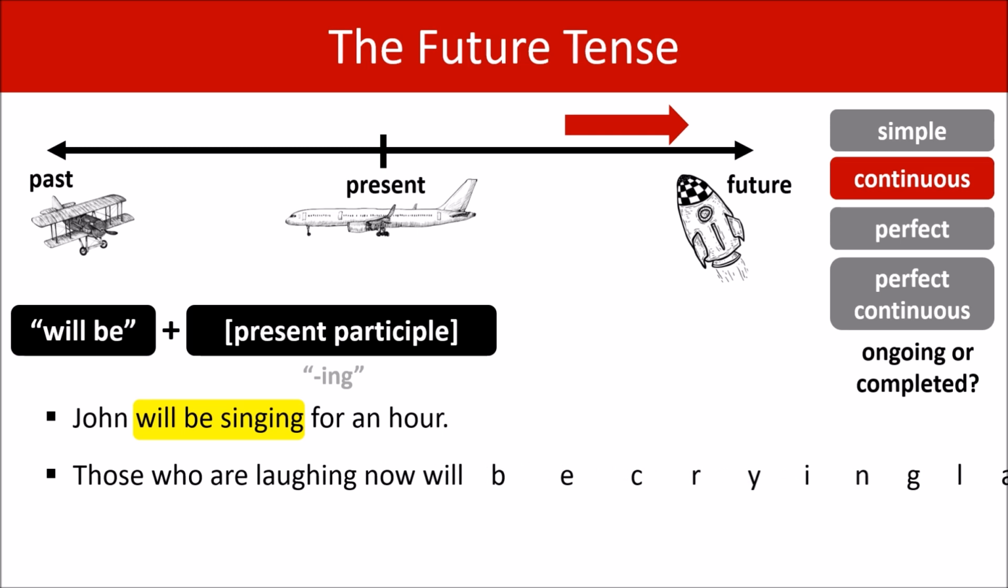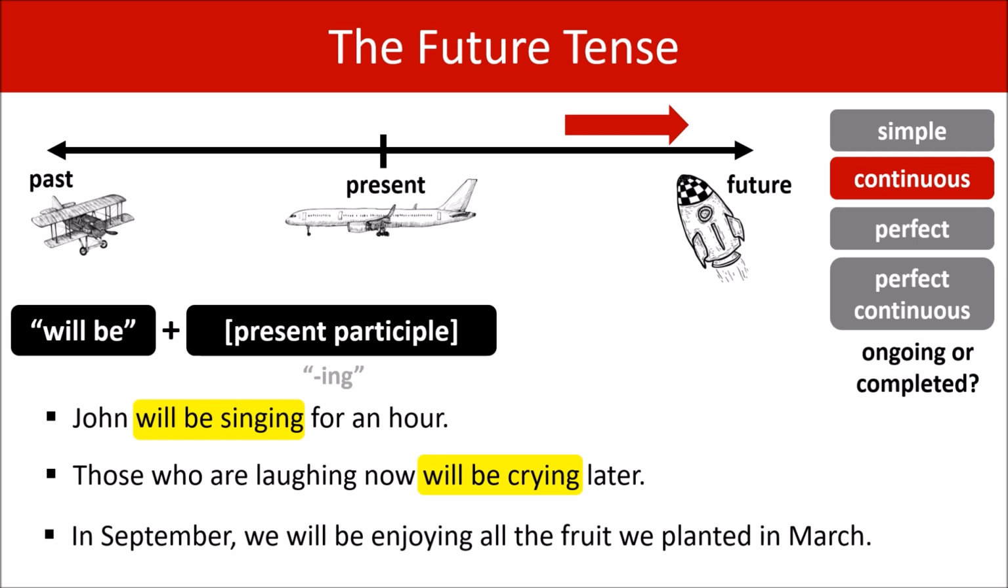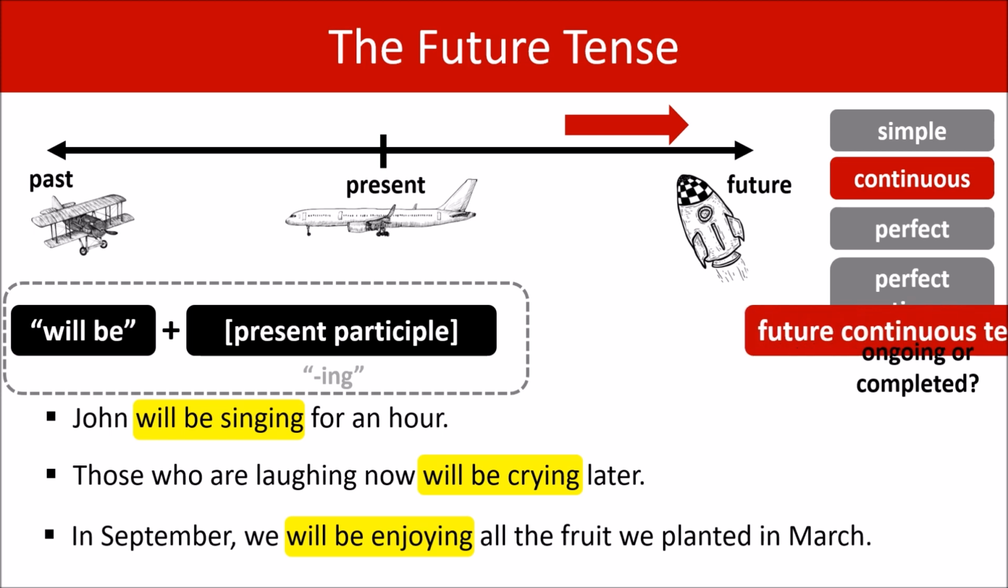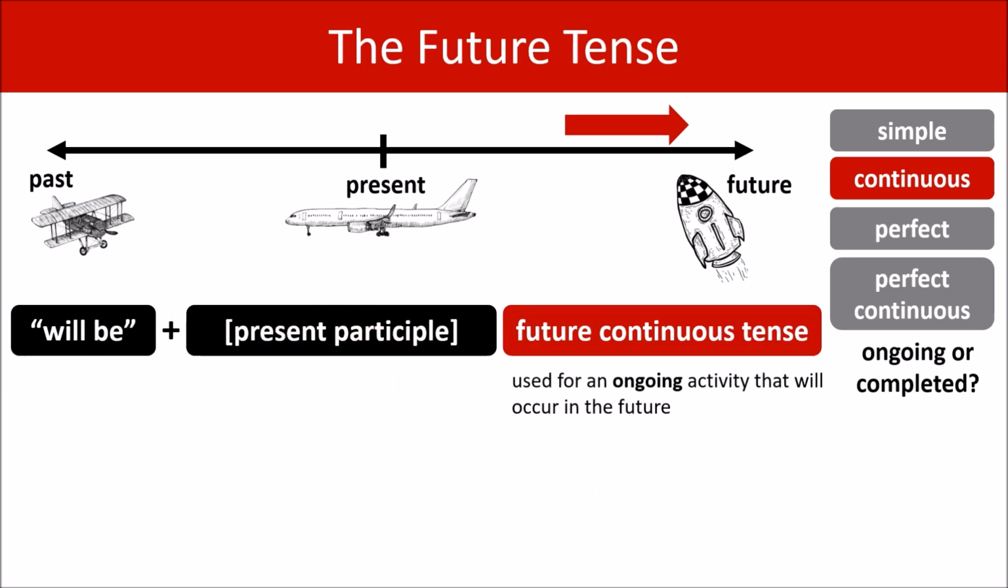Those who are laughing now will be crying later. Will be crying. Future continuous tense. In September, we will be enjoying all the fruit we planted in March. Will be enjoying. Future continuous tense. So, this construction gives us the future continuous tense. Remember, this is the word that tells us the aspect. The future continuous tense is used for an ongoing activity that will occur in the future.